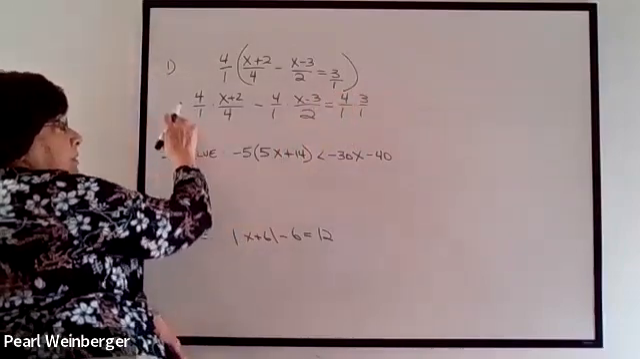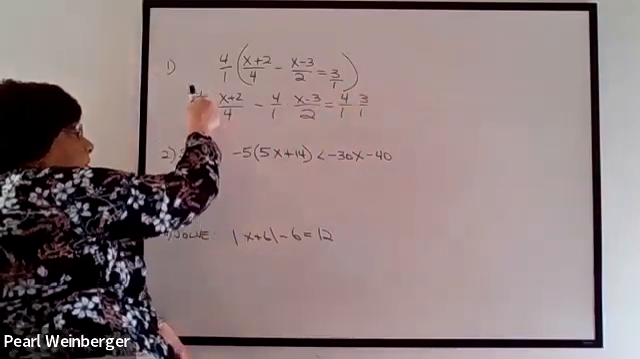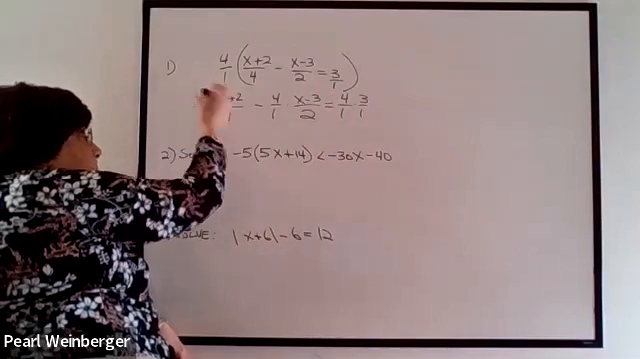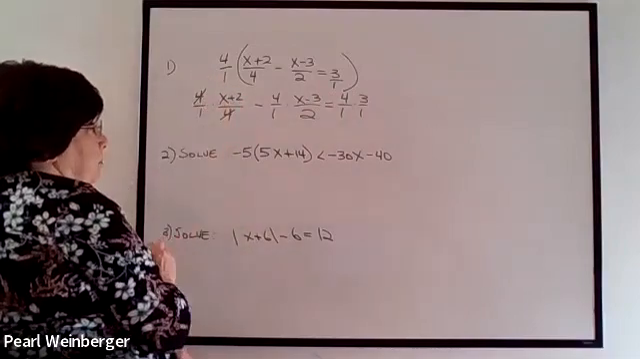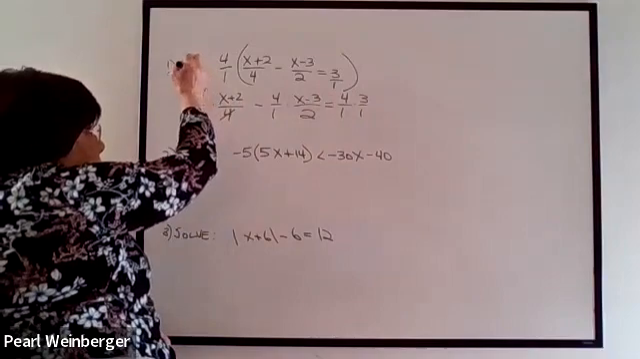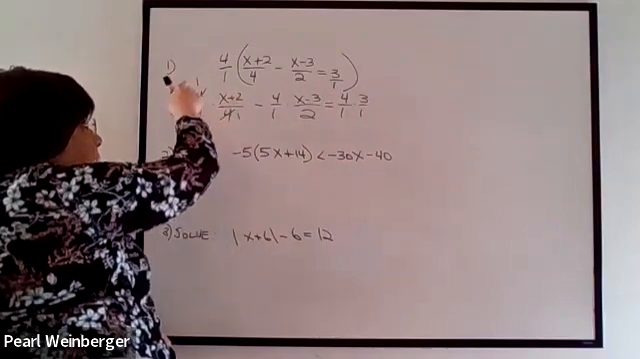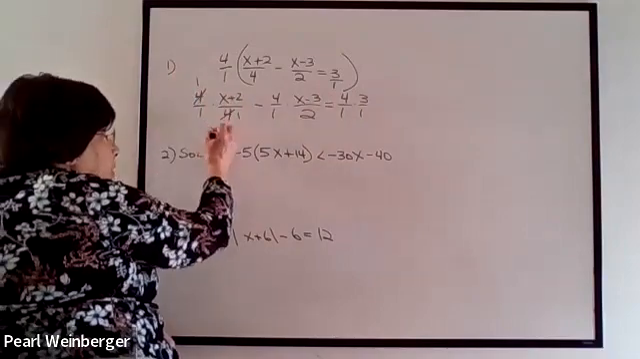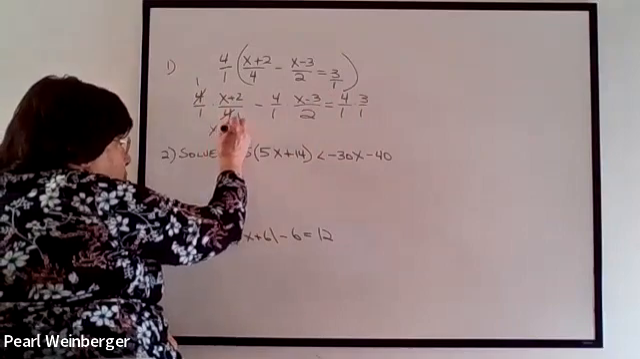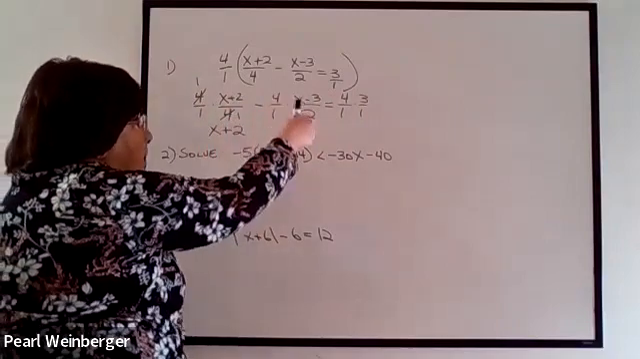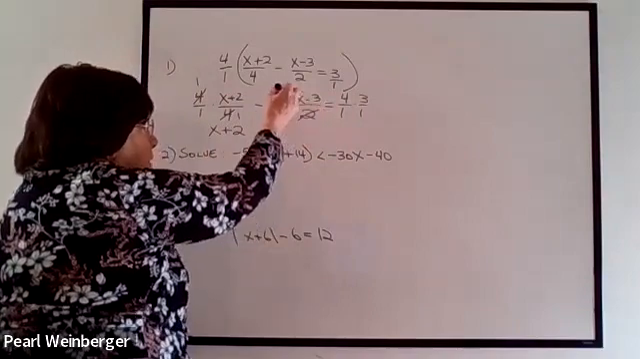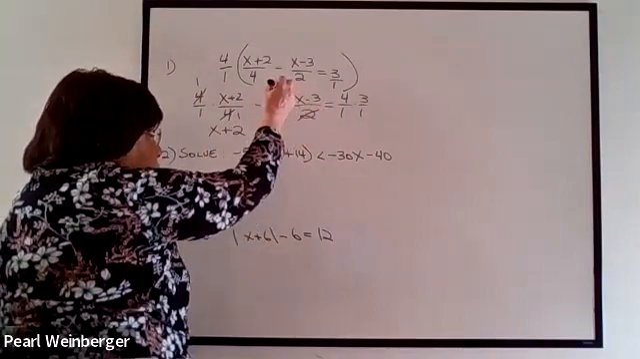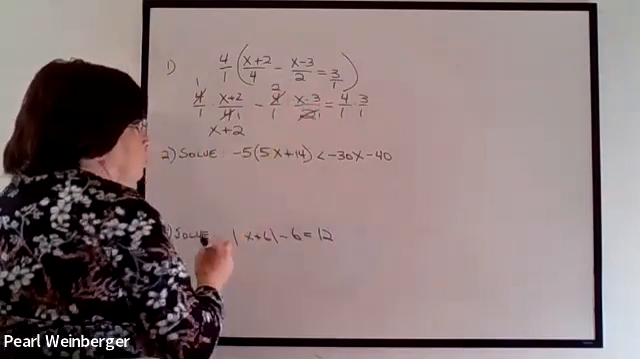And what happens then is over here, the 4 on top cancels with the 4 on bottom. And this leaves me 1 and 1 here. And we do 1 times x plus 2, and that just gives me x plus 2. Over here, the 2 cancels into the 4. It gives me a 2 here. This, of course, is 1.